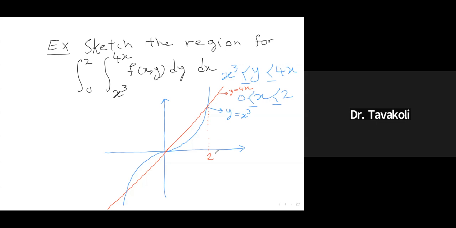Now you have a clear idea where the region is. The y coordinate is between x cubed and 4x, and x runs from 0 to 2. So this is the region that we are integrating over. While x runs from 0 to 2, the y coordinate is between these two functions, more than x cubed, less than 4x. So this is the region that we are talking about.